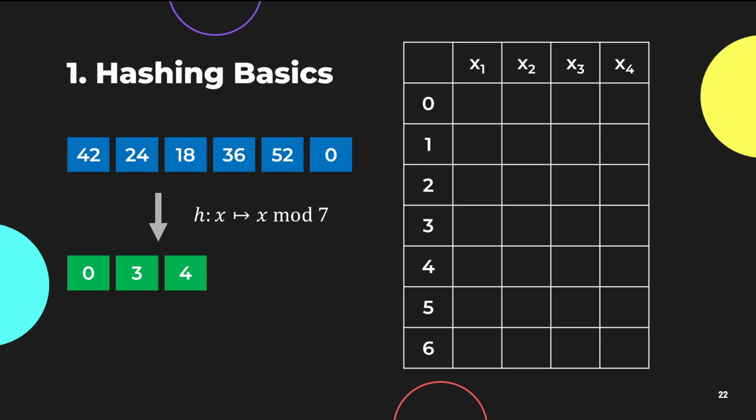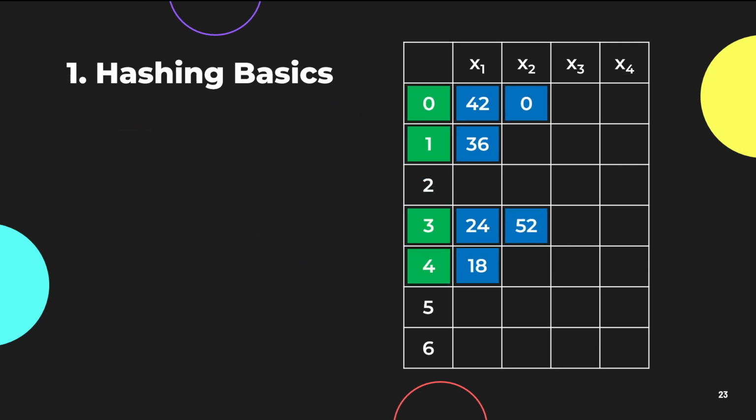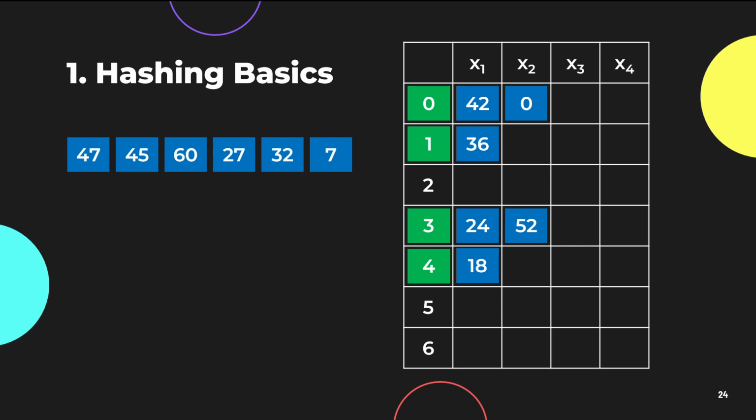36 modulo 7. 1 mod 7. Okay, 1 mod 7. Liam? 3, okay. 0. Andrew? 0. So 42 modulo 7 is 0, and so on. So we are going to put 42 in which bucket? In bucket 0. 24 in bucket 3, and so on. So this is the first half. Second half, Ferdi?